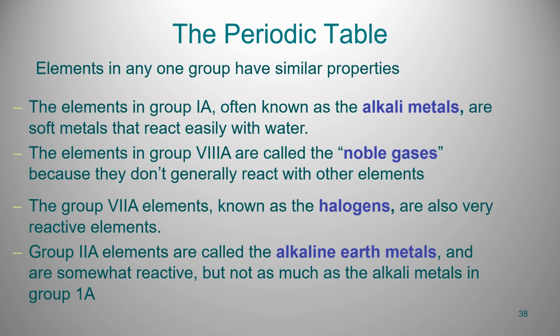Group 7A or group 17 are known as the halogens. You should know that name. They're also very reactive, and they're all nonmetals. So I would know the alkali metals, the noble gases, and the halogens. Group 2A are called the alkaline earth metals. You probably want to know those, and you would want to know transition metals and inner transition metals. There are a few other names in the book that I don't care if you know, but these are the groups I want you to know: the noble gases, alkali metals, halogens, alkaline earth metals, and then transition and inner transition metals.